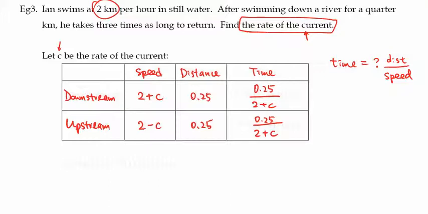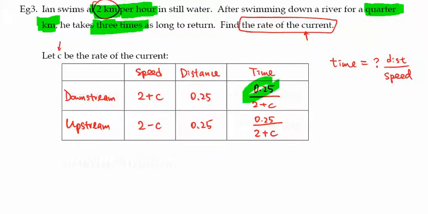So far I've used 2 km/h. That's the speed. We have used a quarter km. What else do we need to use? 3 times. How do I use 3 times with this and that? Is the bottom one supposed to be over 2 minus c? Oh, yes, thank you. Yes, it should be 2 minus c.